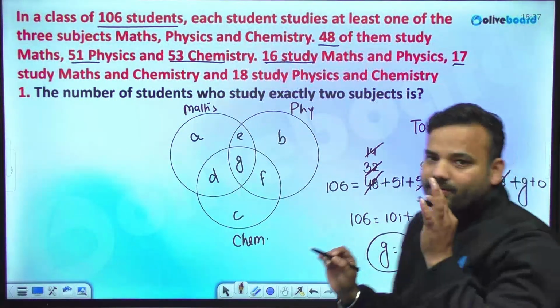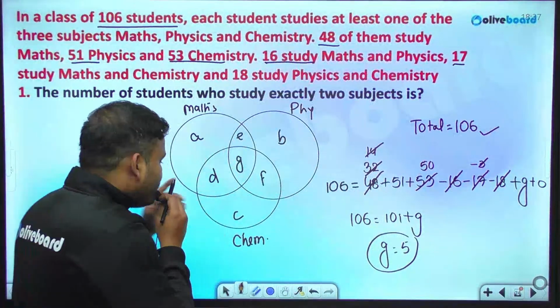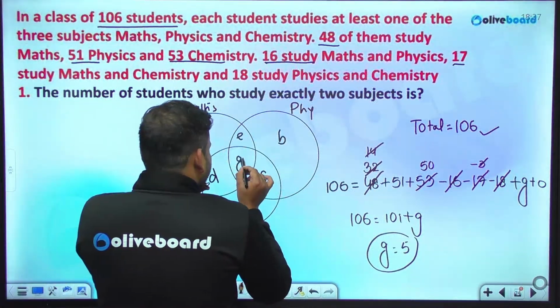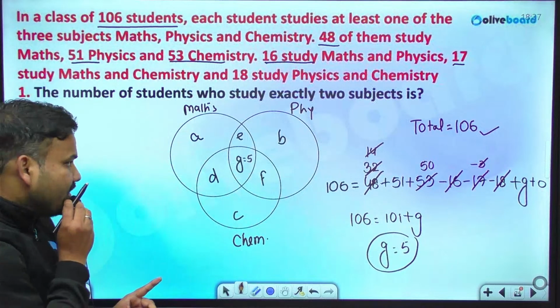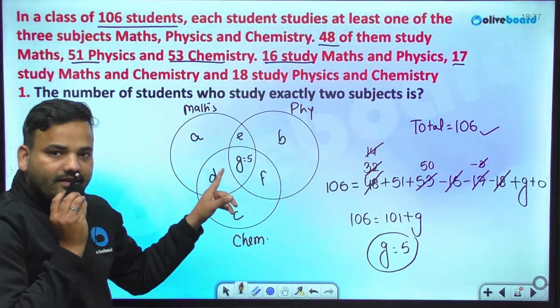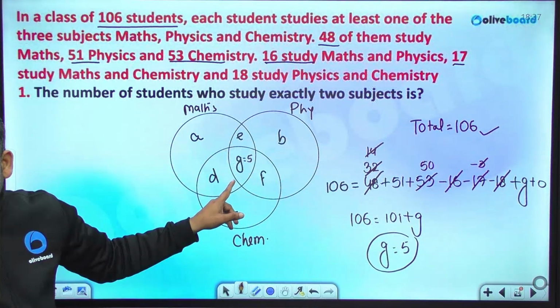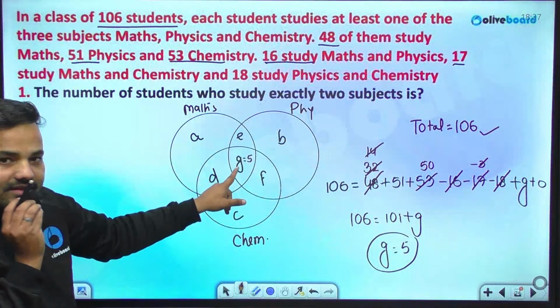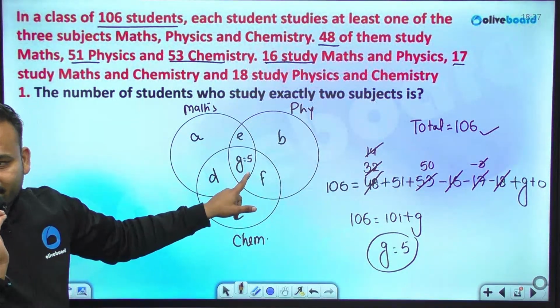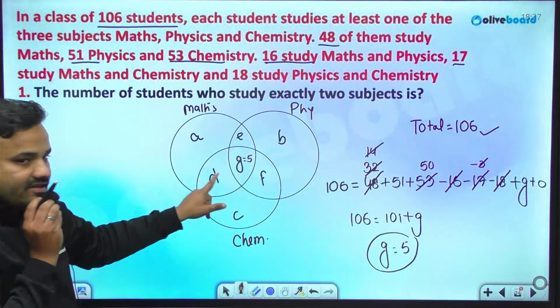So I found the value of G. The moment you have got G, everything will be fine now. This is G. This particular value G is represented as 5. G means studying all the subjects.